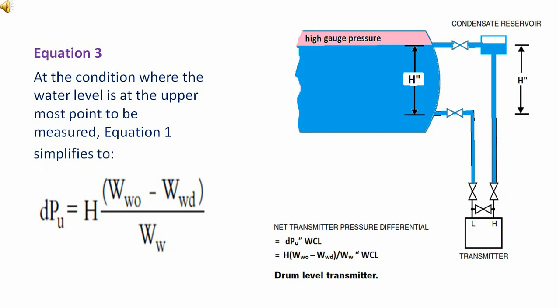Equation 3. At the condition where the water level is at the uppermost point to be measured, equation 1 simplifies to equation 3, namely dP subscript U equal to the expression shown.